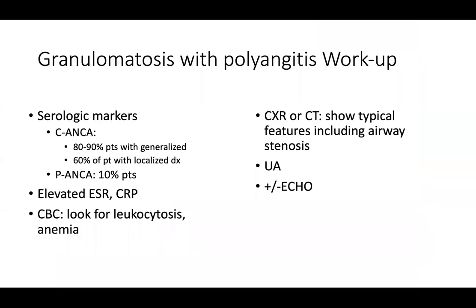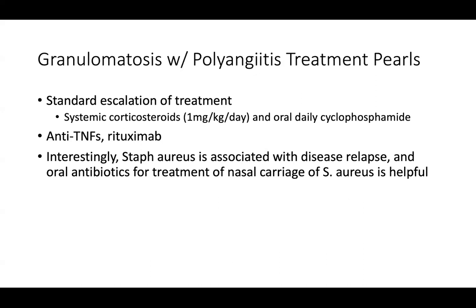So the workup for granulomatosis with polyangiitis, as we talked about, definitely get your ANCAs, ESR, CRP, CBC, chest X-ray or CT, looking for airway involvement, urinalysis, looking for renal involvement, and plus or minus echo if you're wondering about cardiac involvement. Treatments are going to include things like systemic steroids, oral cyclophosphamide, anti-TNFs, rituximab.